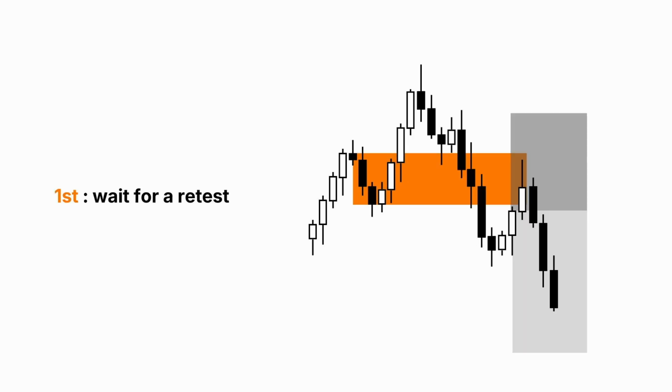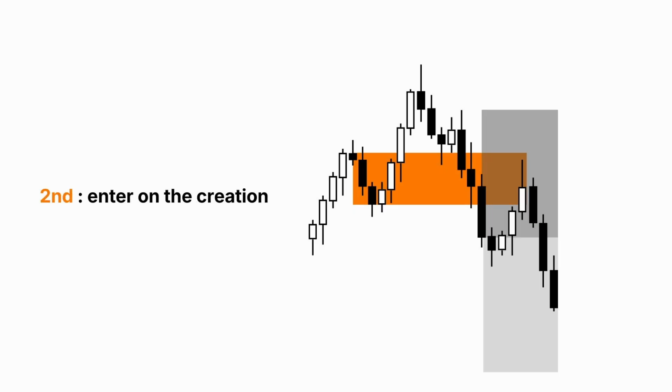So there are two ways in which you can use a breaker block to enter a position. First, you can wait for a retest of the order block. You can enter off a lower time frame market structure shift, or just enter right when the price comes back into the breaker block. The second way is entering on the creation of the breaker block.